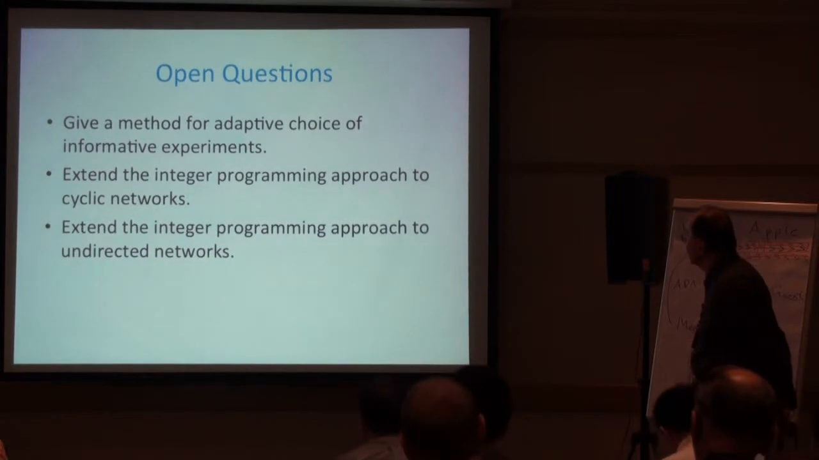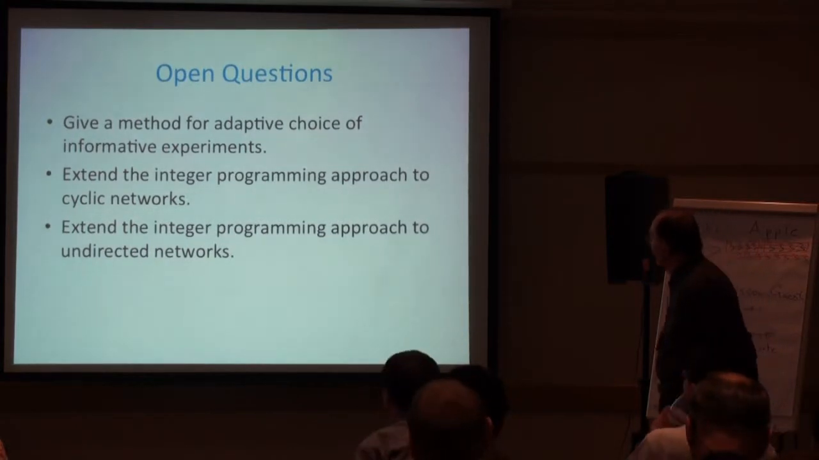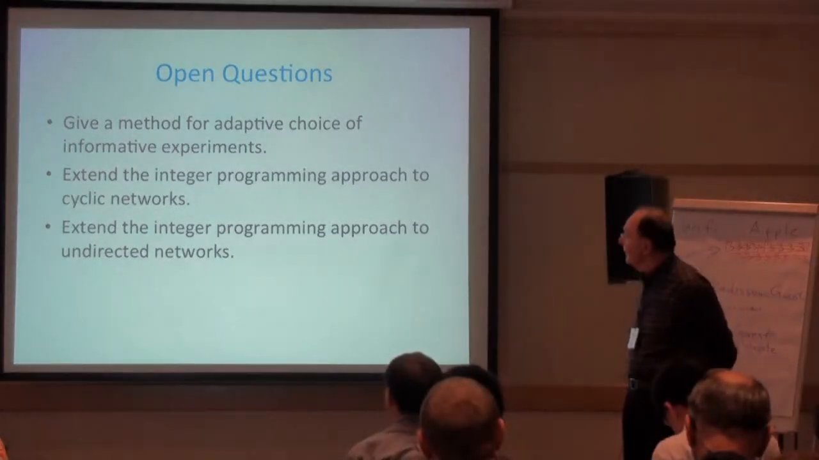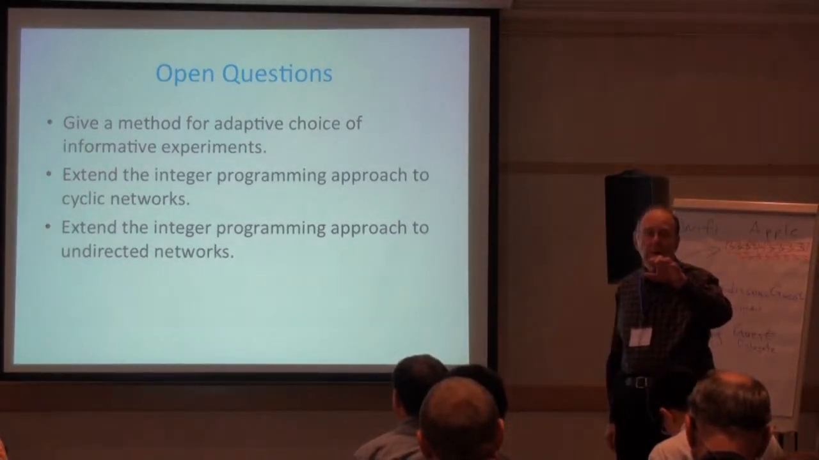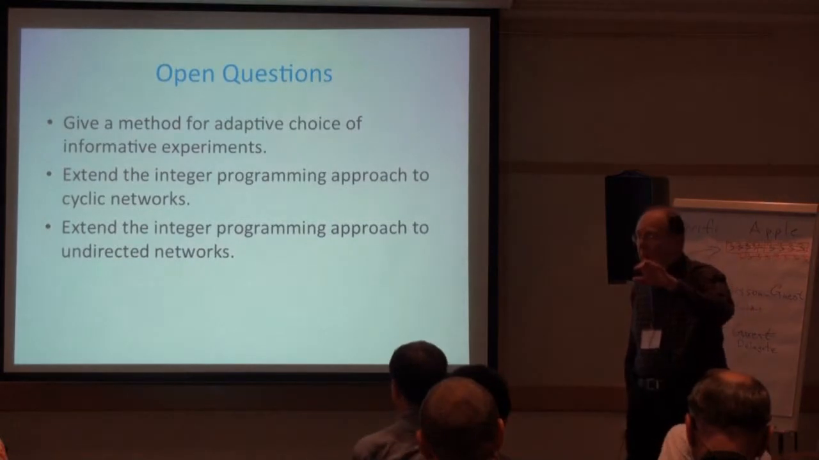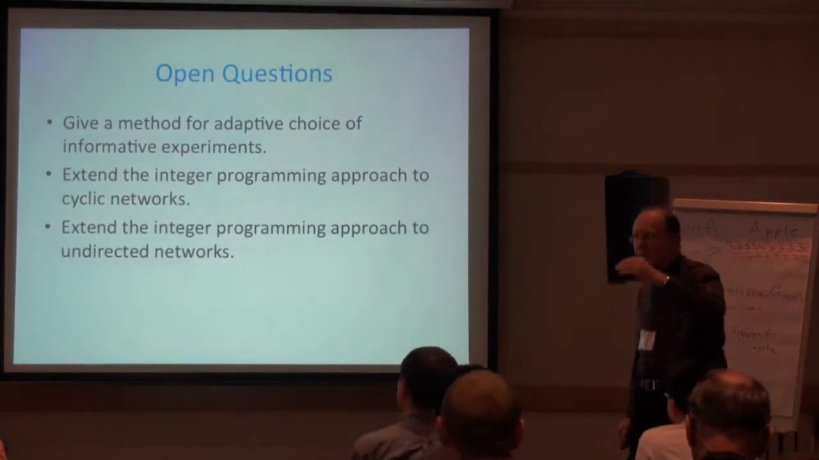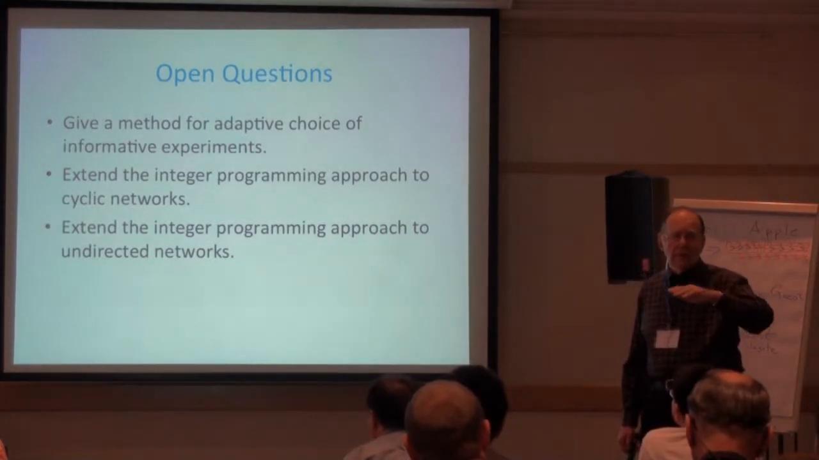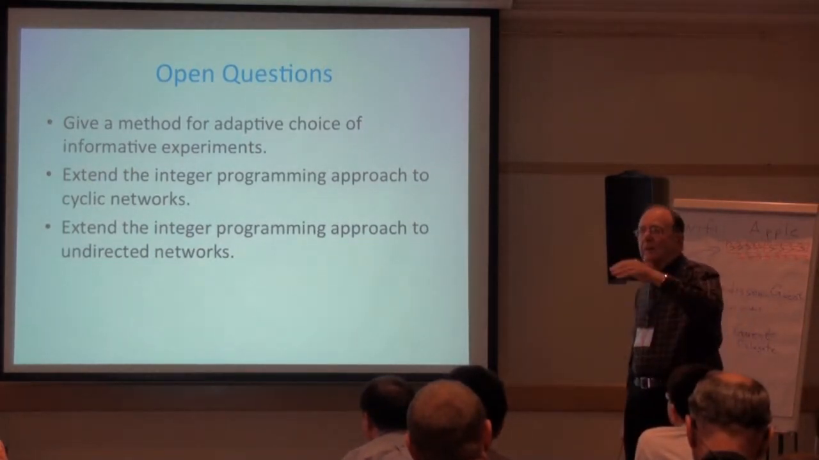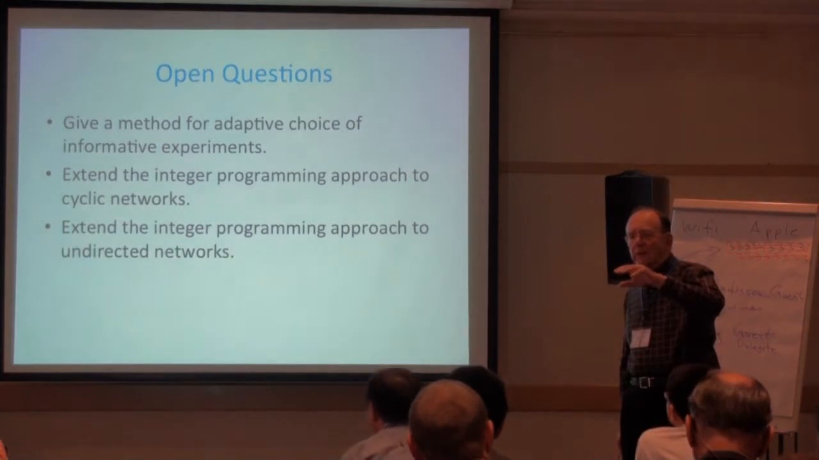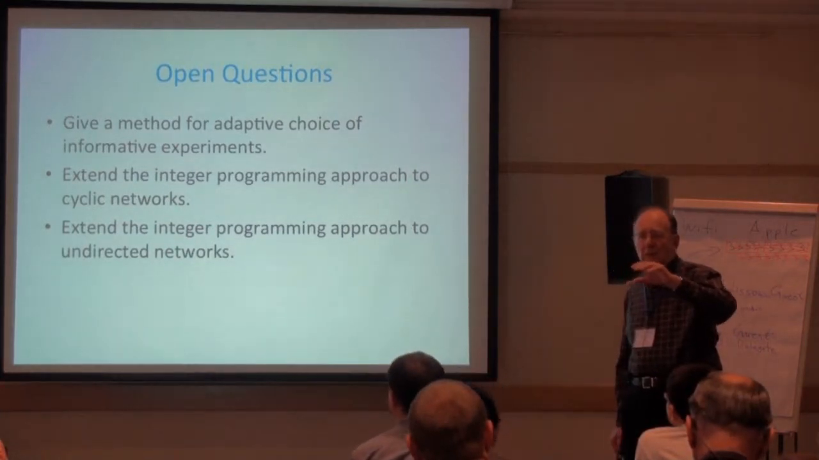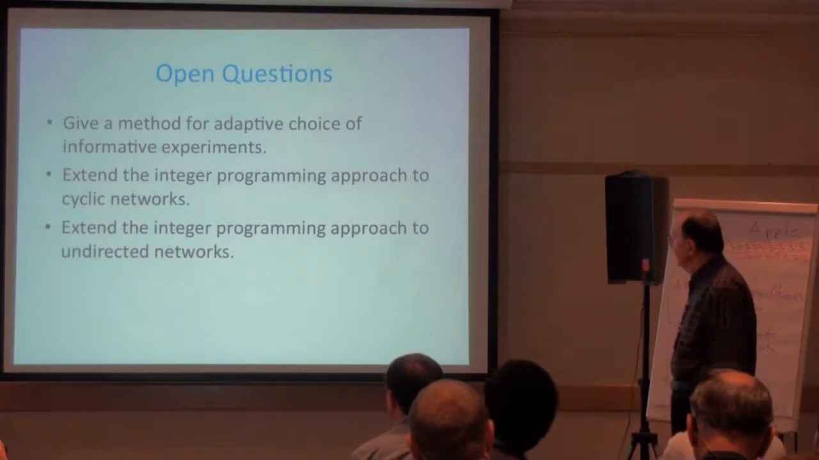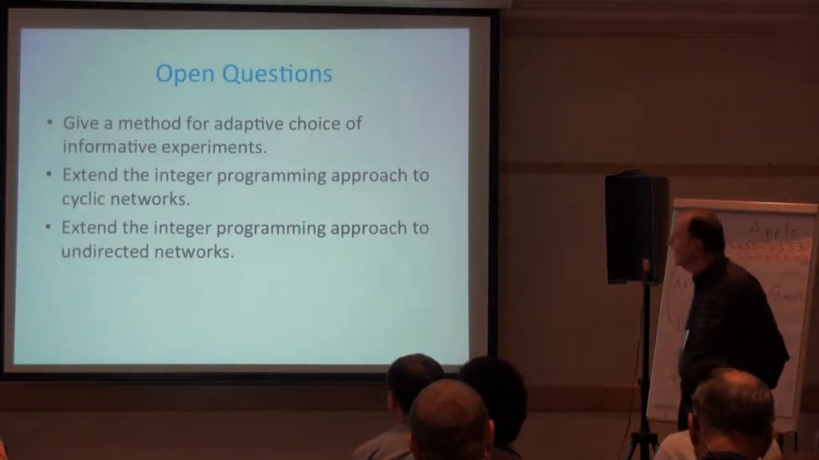And there are some open questions here. One is to give a method for the adaptive choice of the informative experiments. We were assuming that somehow experiments had been chosen and conducted, but what you would really like to do is conduct the experiments sequentially using some criterion about the expected amount of information gained from each successive experiment. So we need some ideas about how to do that.